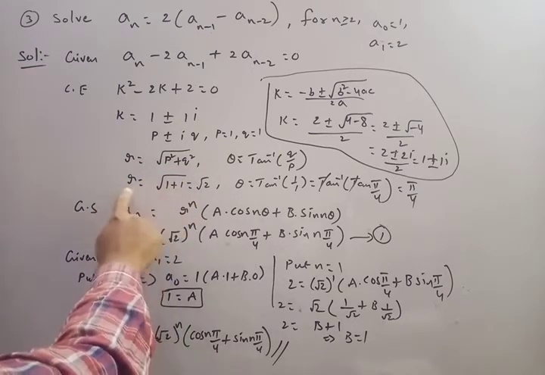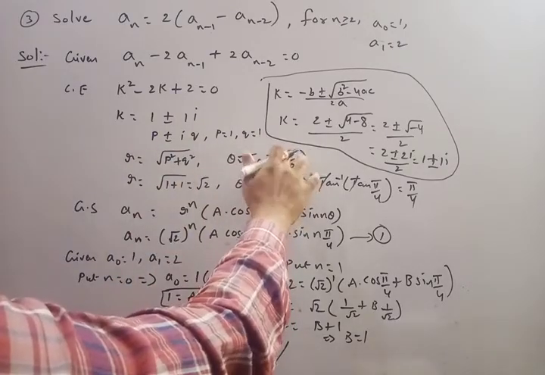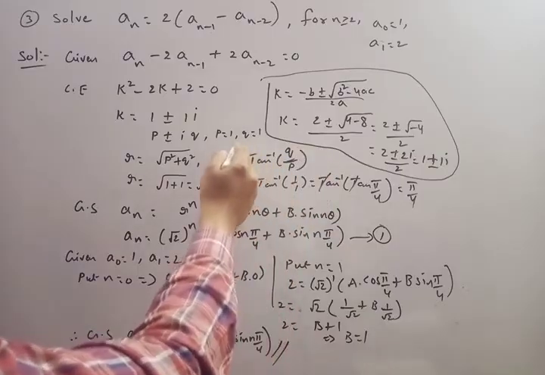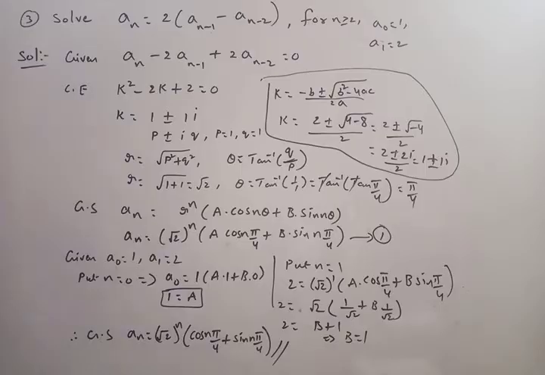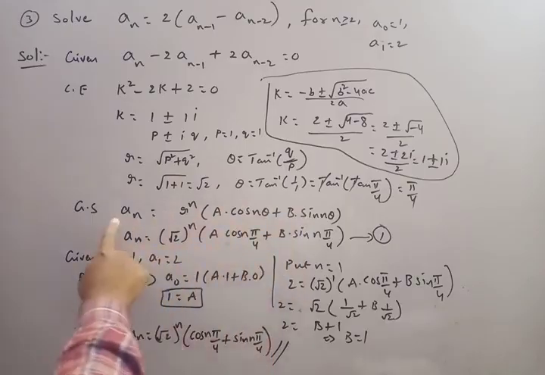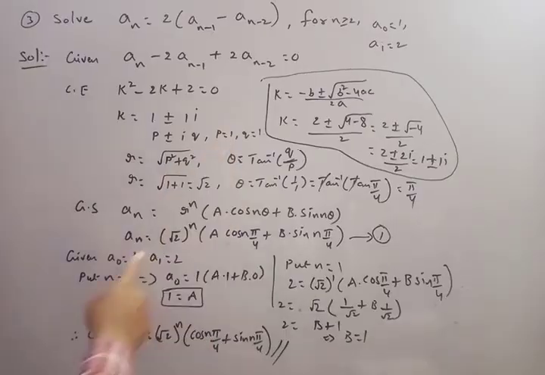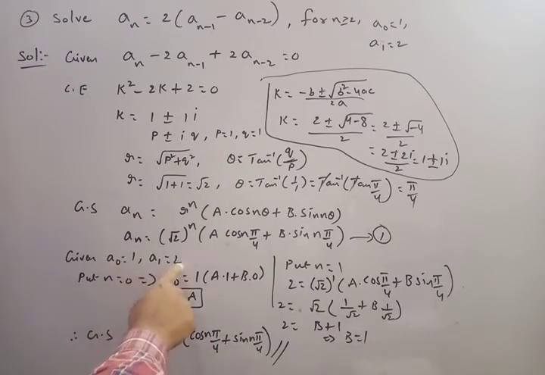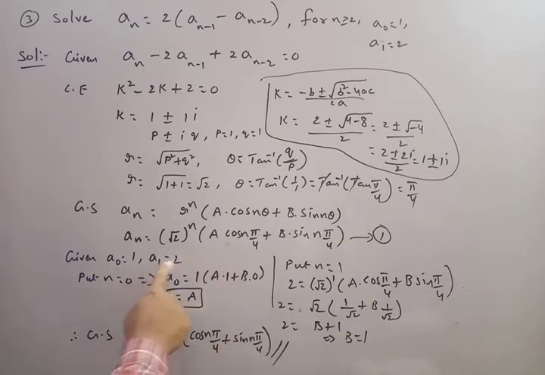So I have r is equal to square root of p square plus q square, which is square root of 1 plus 1, root 2. Theta is tan inverse of q by p. So q is 1, p is 1. Tan inverse of 1 is pi by 4. So therefore an is equal to r power n into a cos n theta plus b sin n theta, our general solution. Substituted r value, then theta value pi by 4. Now the initial conditions he gave here: a0 is equal to 1, a1 is equal to 2. n is equal to 0 I substituted, I got a is equal to 1; n is equal to 1 I substituted, I got b is also 1. So both a and b I substituted in the general solution.